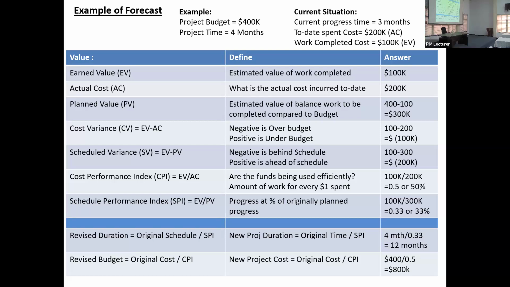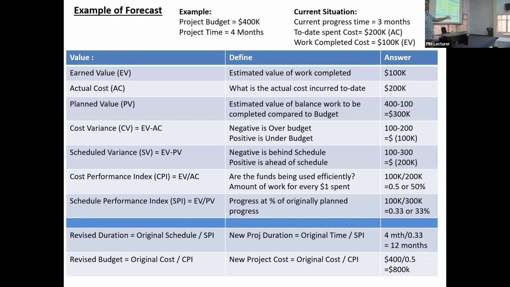Fine. Now the two indexes, the CPI and SPI. The cost index says earned value divided by actual cost. So earned value is 100, actual cost is 200, but he has claimed. So that comes to 0.5. Schedule index, earned value divided by planned value, 100 divided by 300, what he should have claimed. So the index is 0.33. Now we have done all the calculation.